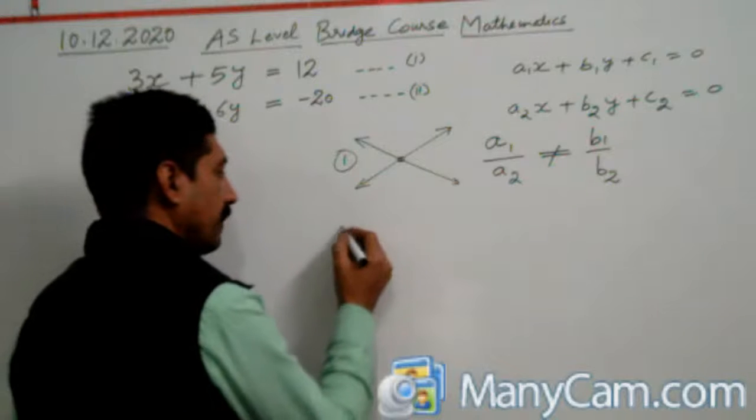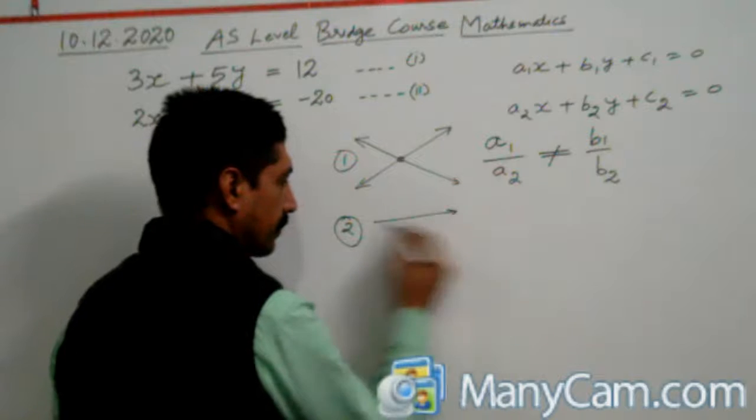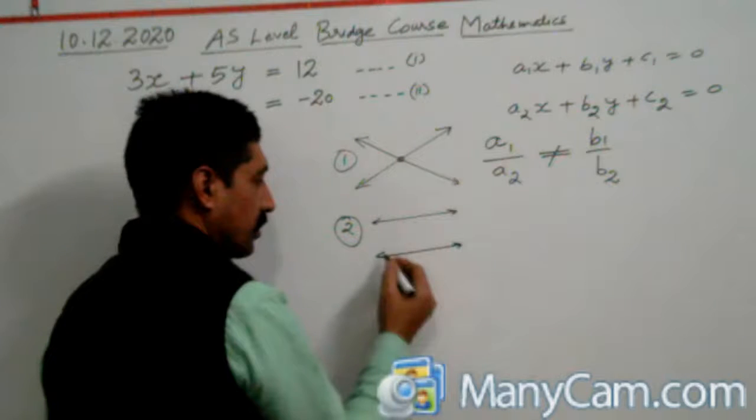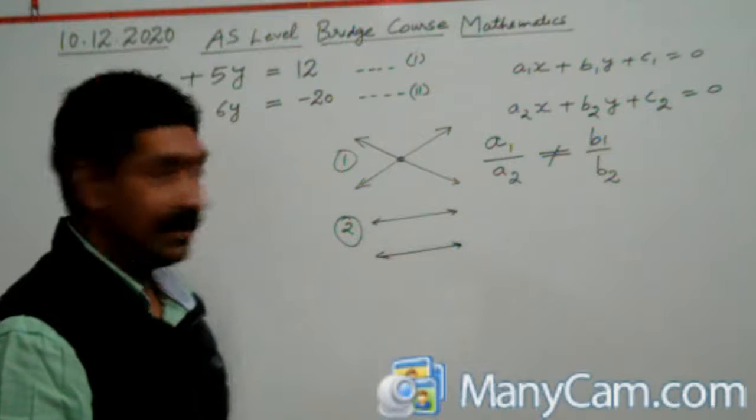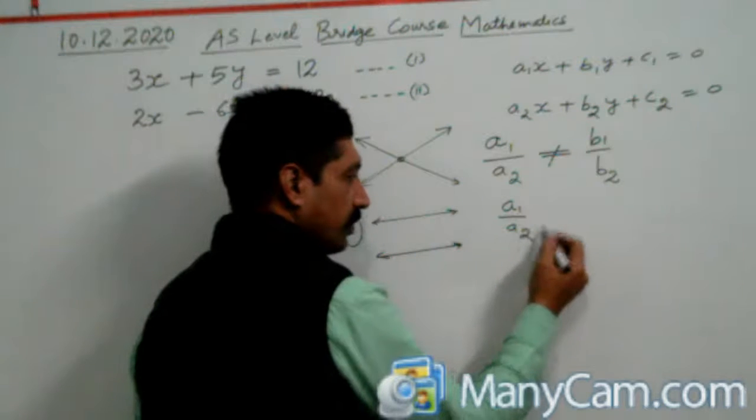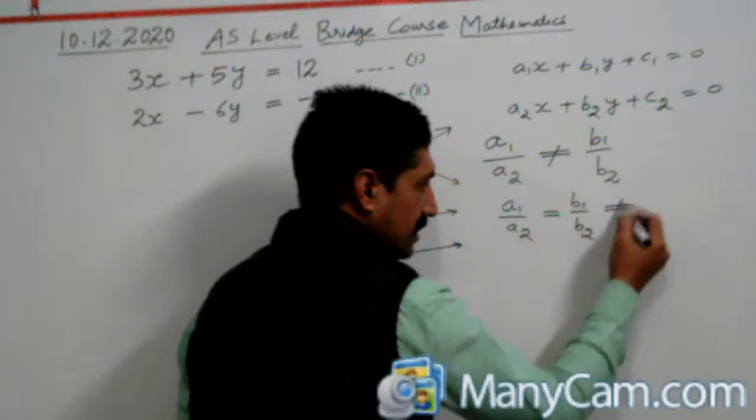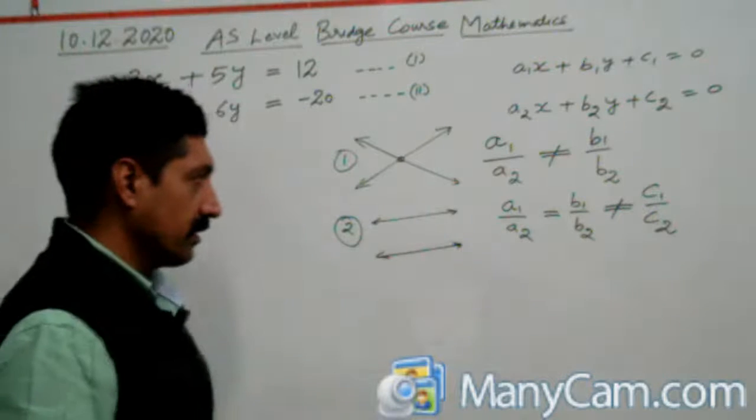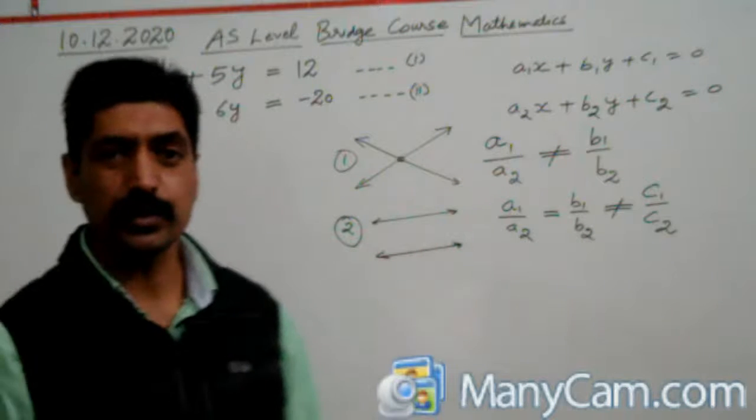Second, when the lines are parallel to each other, when we plot the two equations graphically and the lines are parallel, when the ratio a1 upon a2 is equal to b1 upon b2 is not equal to c1 upon c2. This is the second case, right?